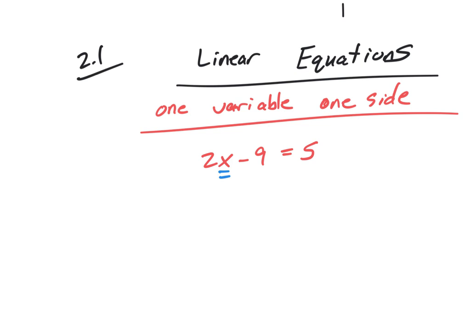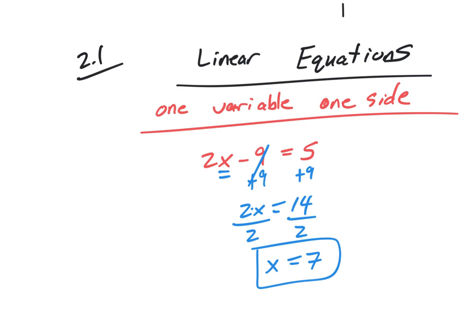What are we going to do first? Add 9, okay? Whatever is not connected with the x directly is what we're going to start off with first. So we're going to add 9 first. And then to finish out for the 2, remember there's a multiplication sign assumed to be between there. We're going to divide by 2. And we get x equals 7.